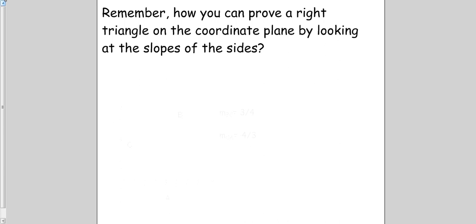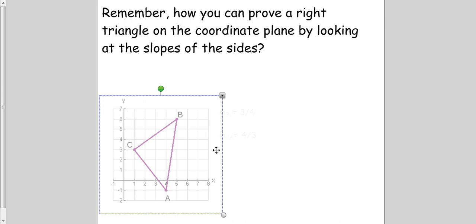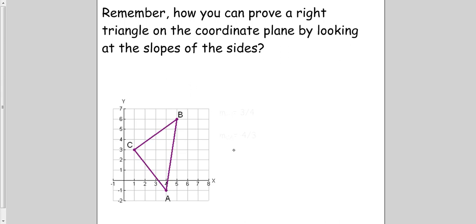So if you remember, let's make some recollection here. Remember how you can prove a right triangle on the coordinate plane by looking at the slopes of the sides? For example, if I wanted to prove that this was a right triangle, I could find the slopes of BC and CA, and the slopes would be negative reciprocals, and that would mean that angle C is 90 degrees because BC is perpendicular to CA, and perpendicular lines make 90-degree angles.